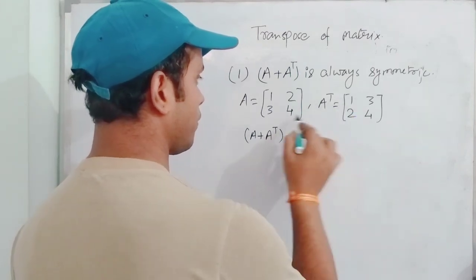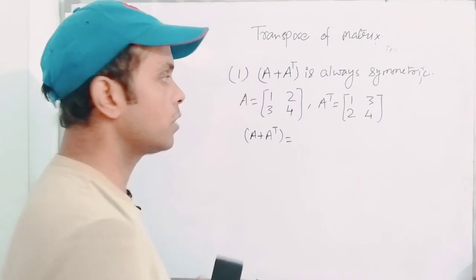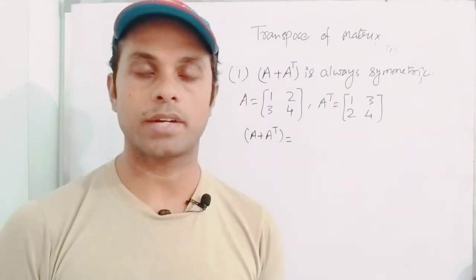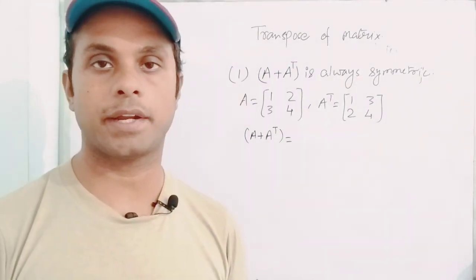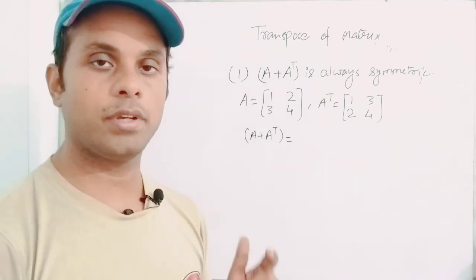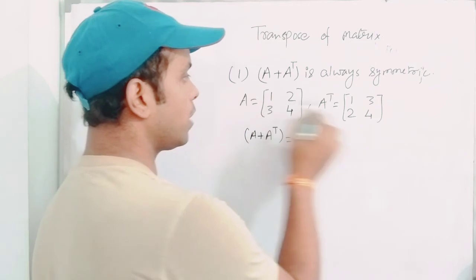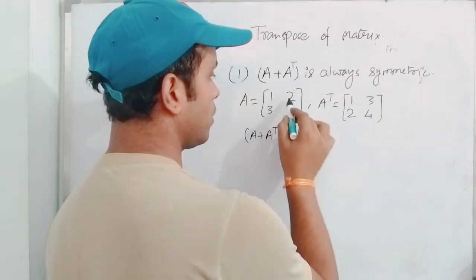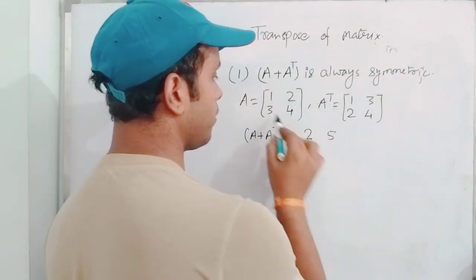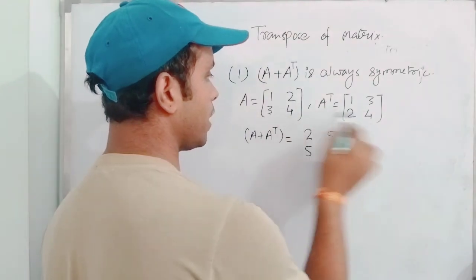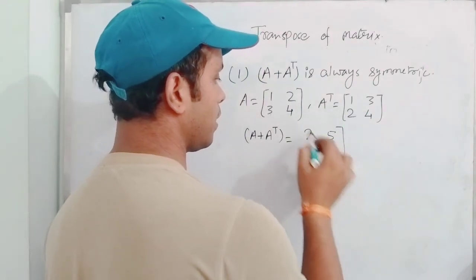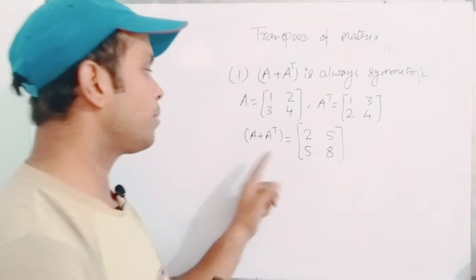If you add A and A transpose, as you know, matrices of the same order can be added or subtracted only, and we add the corresponding rows. So 1 plus 1 is 2, 2 plus 3 is 5, 3 plus 2 is 5, and 4 plus 4 is 8. So we obtained A plus A transpose.